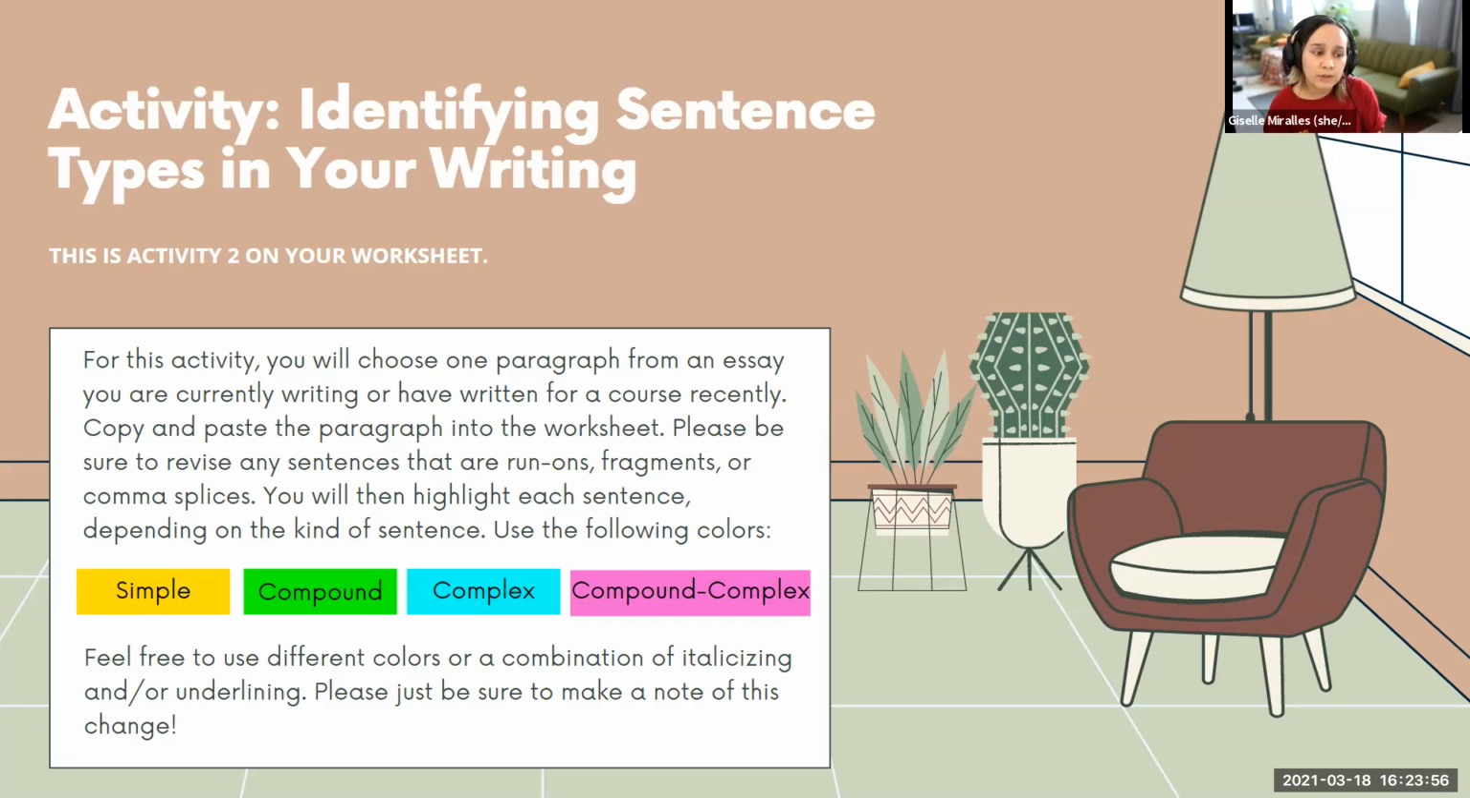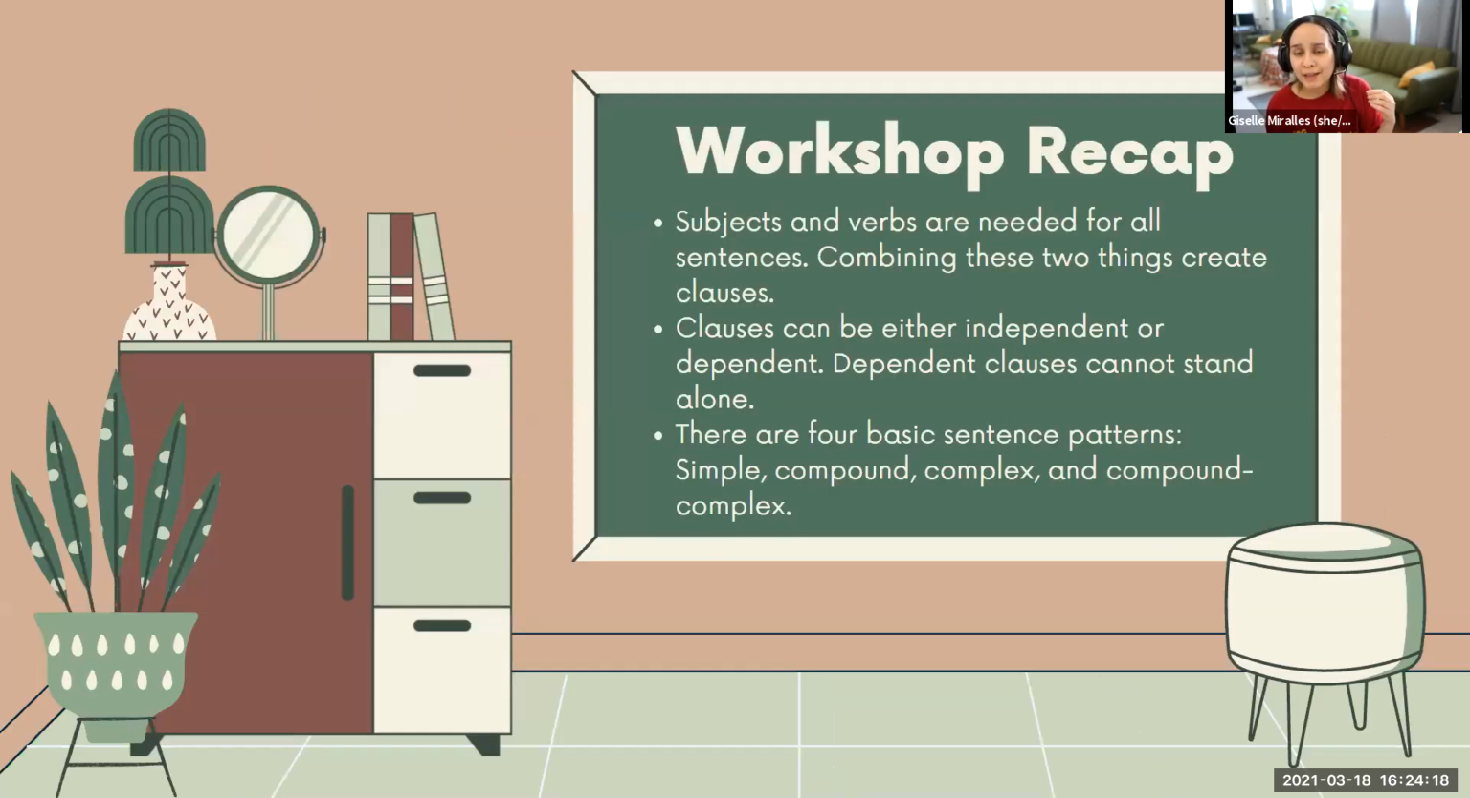You can use different colors if you'd like, or you can use a combination of italicizing and or underline. But if you do, please be sure to make a note of that change on the worksheet. So go ahead and do that. Pause here, and once you're ready, continue with the workshop. All right, I hope you had no issues trying to identify those sentences.